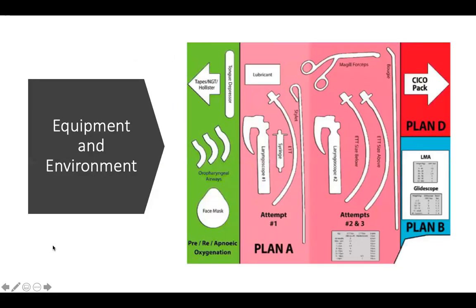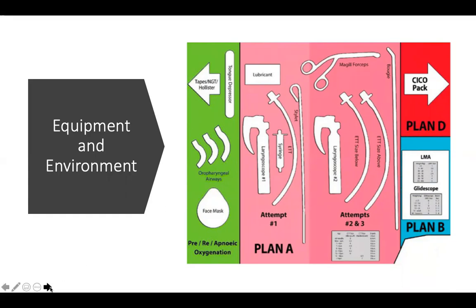Then other equipment that you need is your airway equipment. And in this diagram, what they did, they classify the airway equipment into plan A, plan B, and plan D. Plan C is the mask ventilation. So these plans are based on the Difficult Airway Society. So this picture is from the UK anesthesia group, which we kind of follow as well.